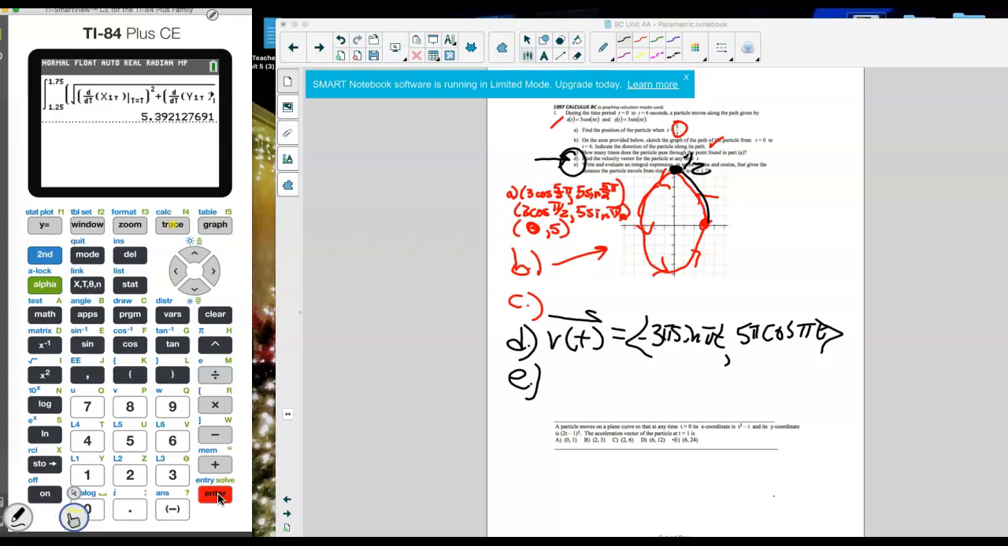Now, if you just write that down, you're going to get 0 out of 2 points. So make sure you write the formula down. You're going to integrate from 1.25 to 1.75 the square root of x prime of t squared plus y prime of t squared dt, and then go to your calculator and do it. Did you get it to go? All of you did? All right.